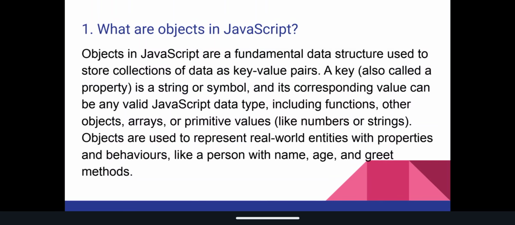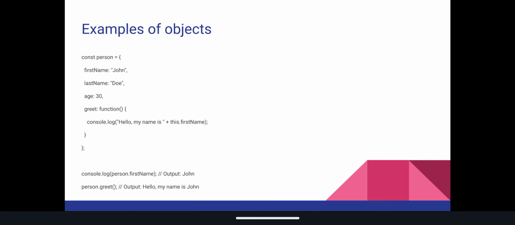A key, also called a property, is a string or symbol, and its corresponding value can be any valid JavaScript data type, including functions, other objects, arrays, or primitive values like numbers or strings. Objects are used to represent real world entities with properties and behaviors, like a person with name, age, and greet methods. Here are some examples of objects.